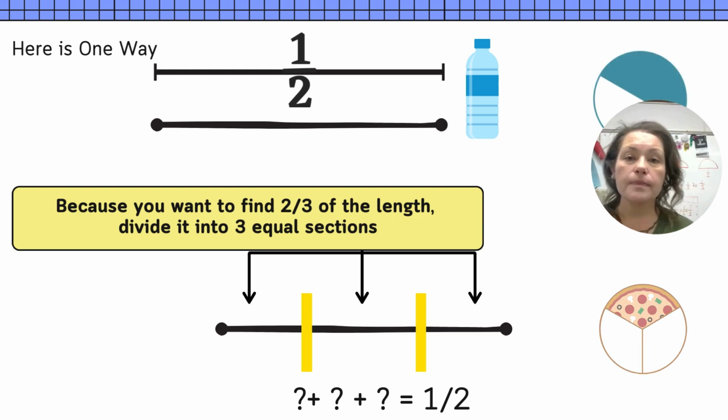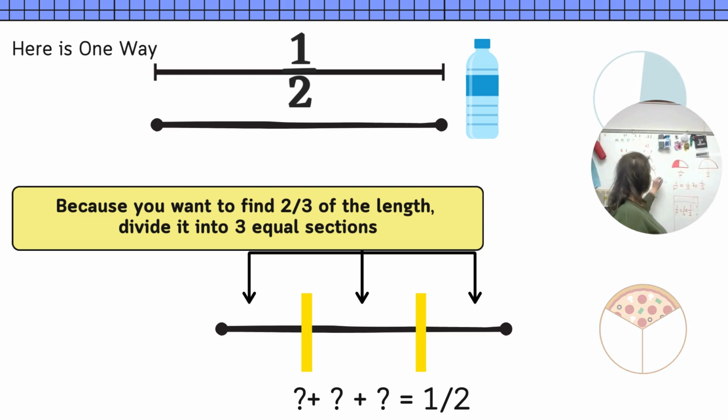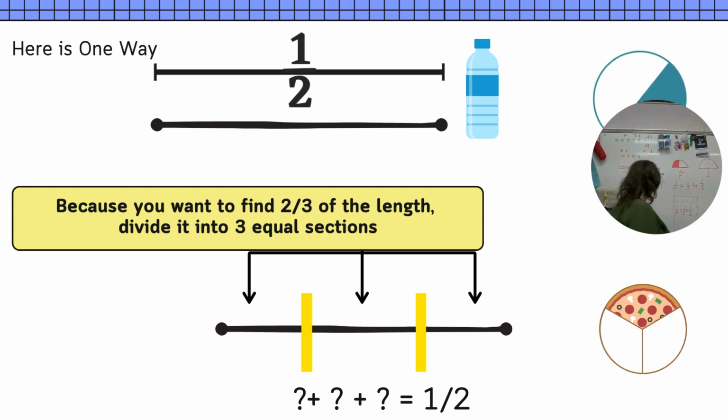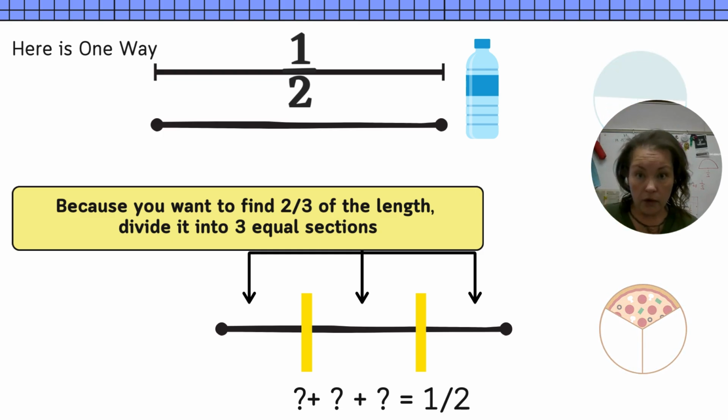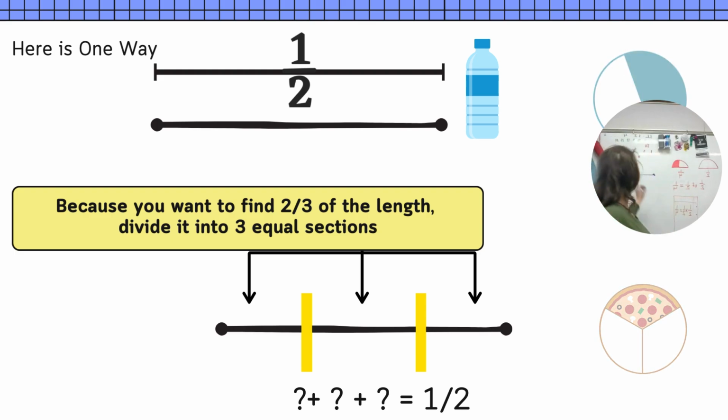One way to do this is by drawing it out. So we would draw our segment, and then we would take 1/2 of it. And we know that's 1/2, right? So we know that's what we already have, 1/2. But I want you to divide that into thirds. So you want to find 2/3 of the length by dividing that line into 3 equal sections. Get rid of that half, but we know where the half is, right?